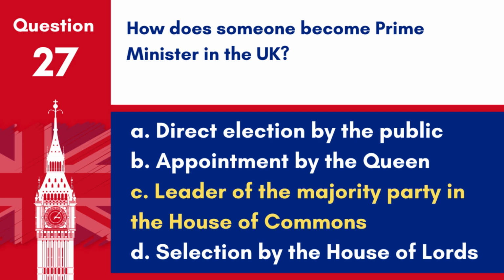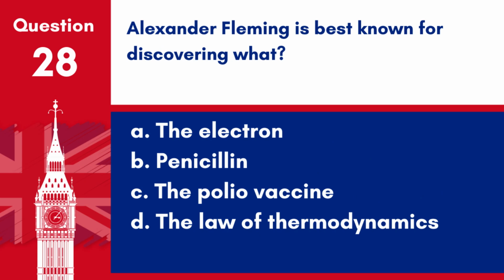Answer C. Leader of the majority party in the House of Commons. The Prime Minister is usually the leader of the political party that has the most seats in the House of Commons. Question 28. Alexander Fleming is best known for discovering what? A. The electron. B. Penicillin. C. The polio vaccine. D. The law of thermodynamics.